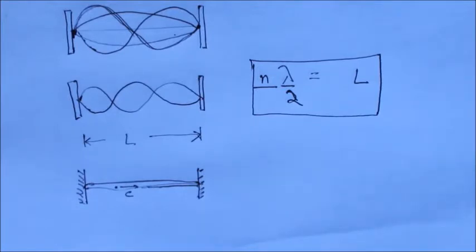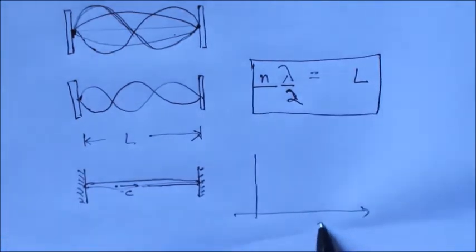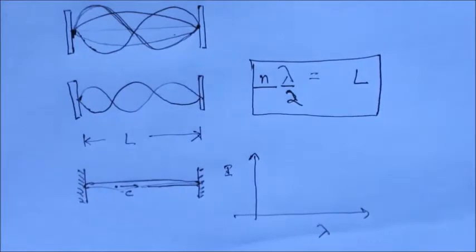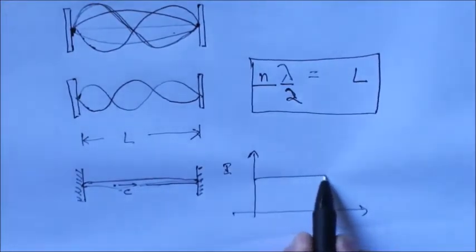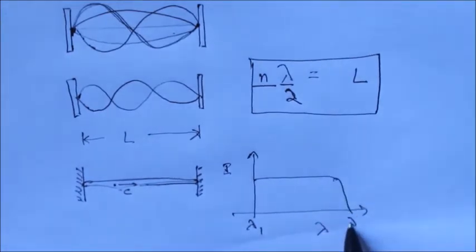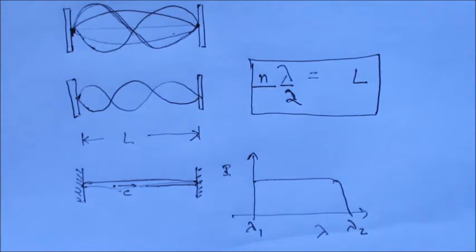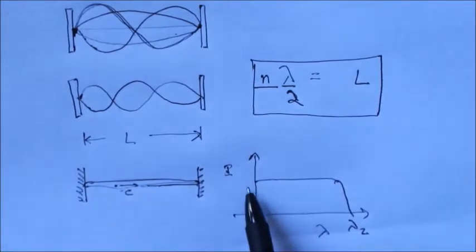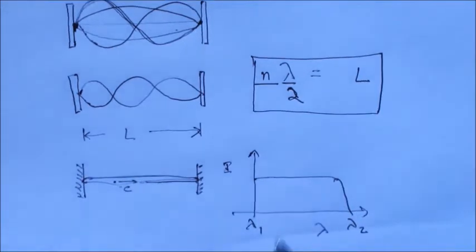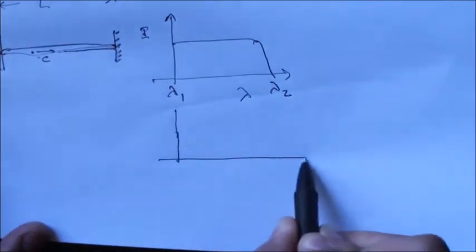Now if the light which I had put in the cavity has a group of wavelengths, suppose I plot this as wavelength and this as intensity, and I put in a light which has all the wavelengths, like a white light, say from this lambda 1 to lambda 2, and I let this light bounce back and forth in this cavity. After some time, if I again look at the light in this cavity, I will find that some of the light waves of some of the wavelengths will disappear. Only some of them will remain. So the spectrum will change and it will look something like discrete.